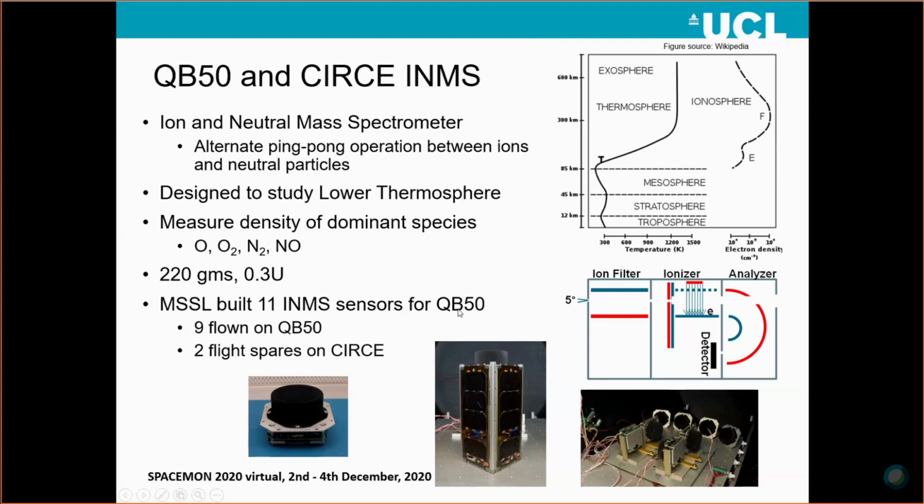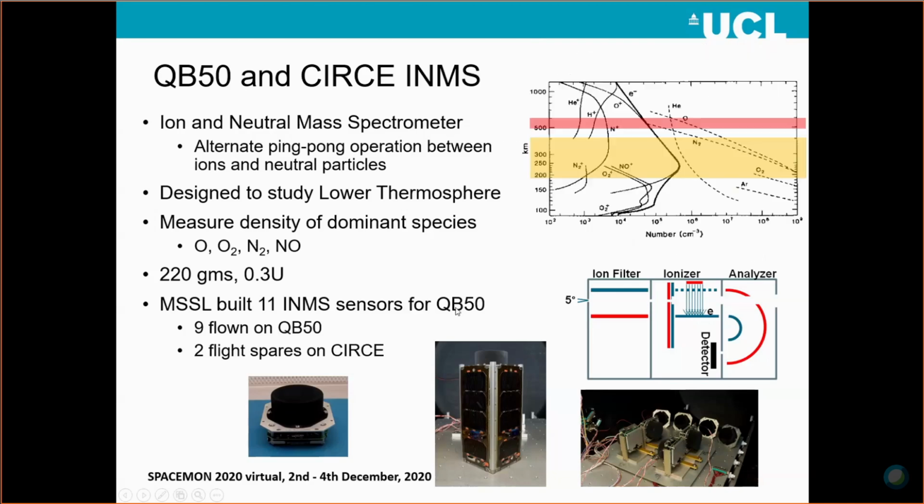And there were 36 satellites that were launched from QB50, with a whole bunch of them launched from the ISS. And there was an atomic oxygen sensor called FIPEX from Dresden. And there were 9 of our INMS sensors that are shown in the picture here that were flown on QB50. QB50 was launched from the ISS, so that's the sort of region that it covers.